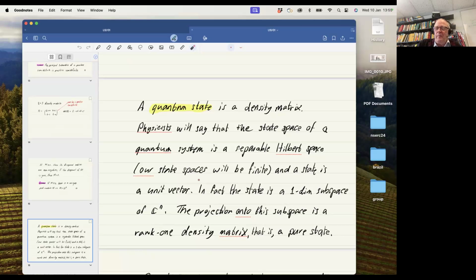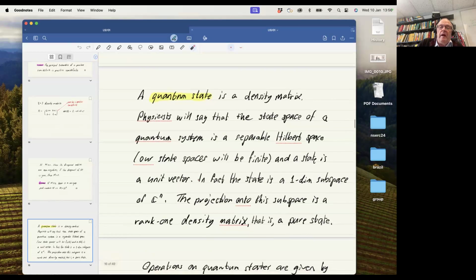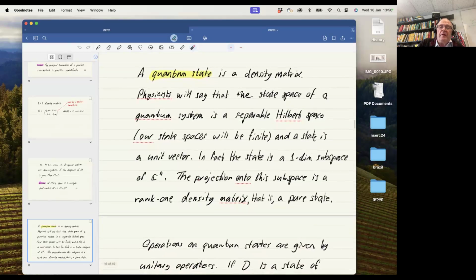So there's a related Hilbert space, namely the d-dimensional C^d. Usually the physicists are not working with finite dimensional things. They're thinking about particles on the real line, and then things are infinite dimensional. And so the basic assumption normally is that it's a separable Hilbert space, which I'm not going to worry about because our Hilbert spaces will be finite, and so that condition will hold. And as I said, they will say that a state is a unit vector, which is technically wrong, mathematically a bit confusing.